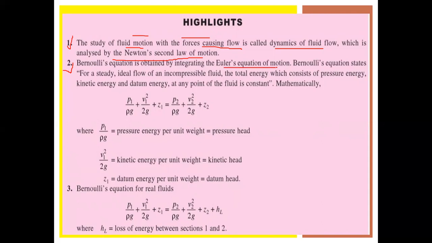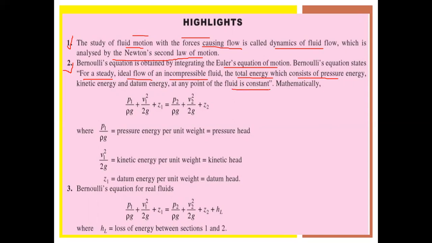So how are you obtaining the Bernoulli's equation? By integrating, meaning by combining the Euler's equation of motion, we are getting the Bernoulli's equation. Bernoulli's equation states that for a steady ideal flow of incompressible fluid, the total energy, which consists of pressure energy, kinetic energy, and datum energy at any point of a fluid, is constant.